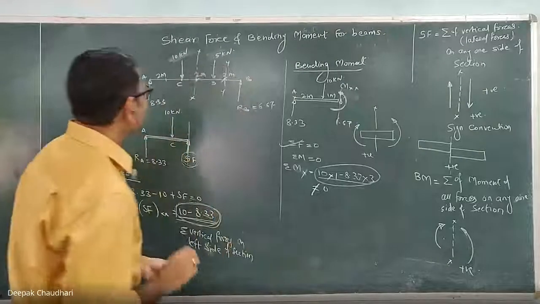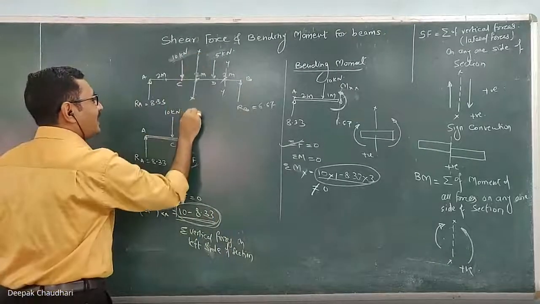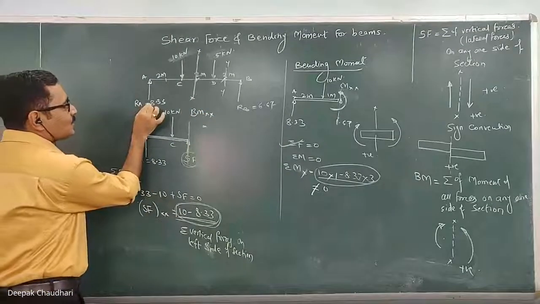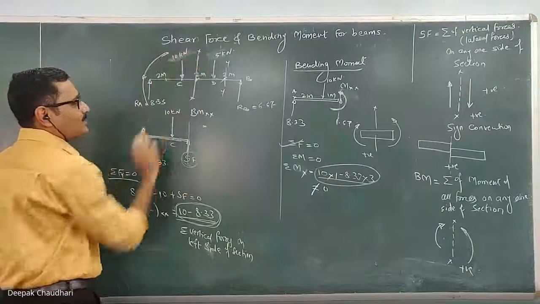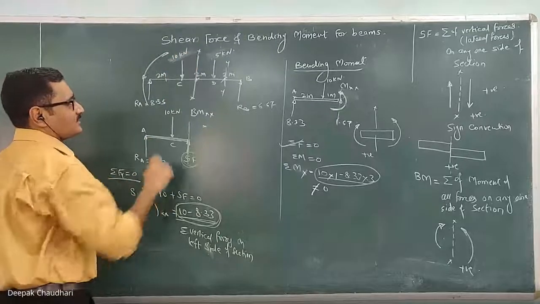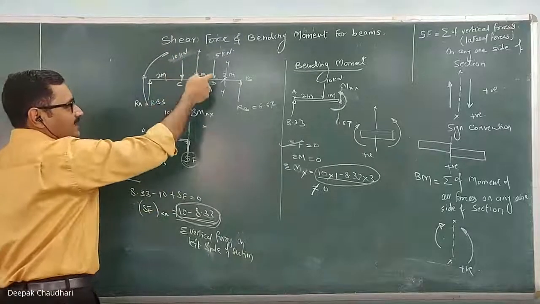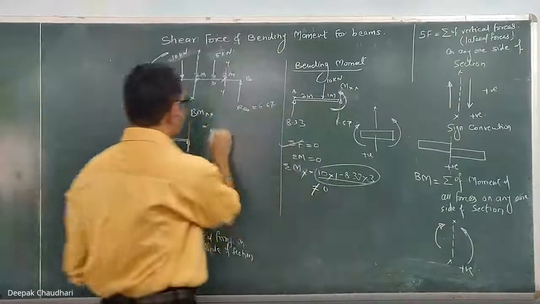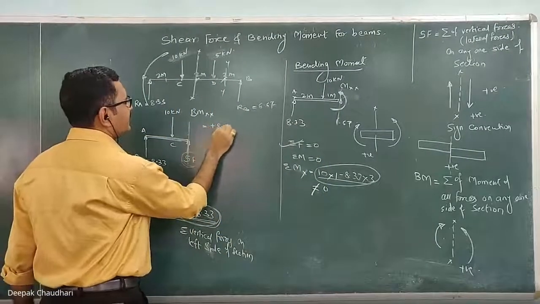Means here, if I want to calculate the bending moment at this section XX, this force produces the clockwise moment about this section. We have to take this moment about the section. So this force produces the clockwise moment on left hand side. So on left hand side the clockwise moment is positive. So it is plus 8.33 into 3.